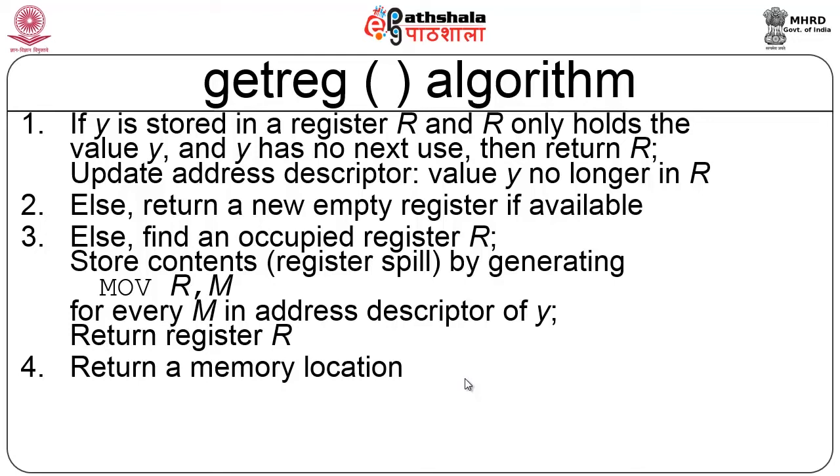If no register is available, it will find an occupied register and then move the content of that register back to its memory. That is done depending upon whether a particular variable has an immediate next use. So you will find a register which has a variable that will not have an immediate next use. That is checked, and then you issue a command and update the address descriptor accordingly. If no such thing is happening, I will return a memory location as the return value of the get register function.